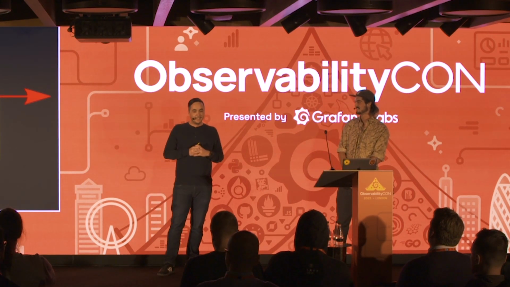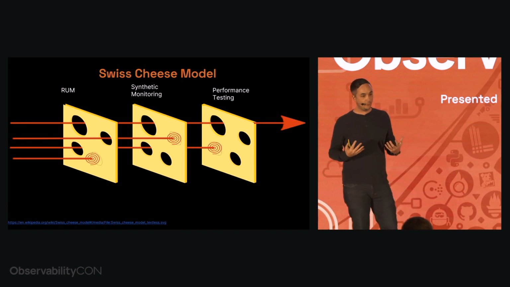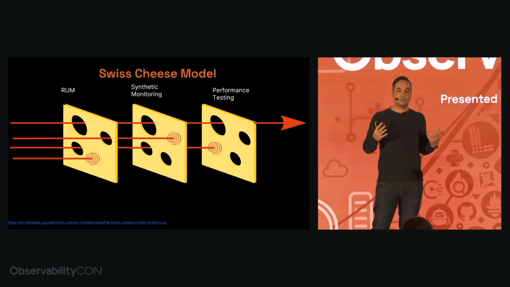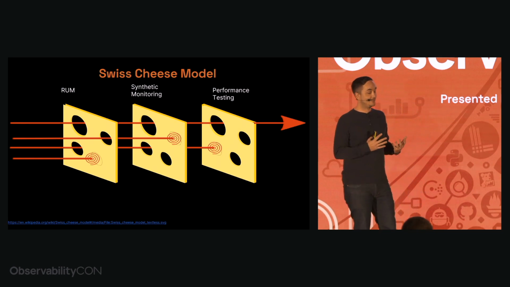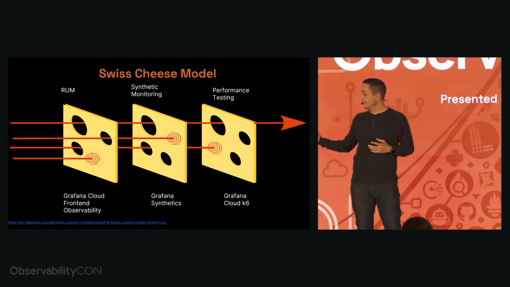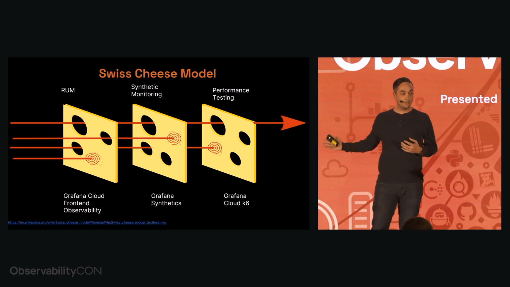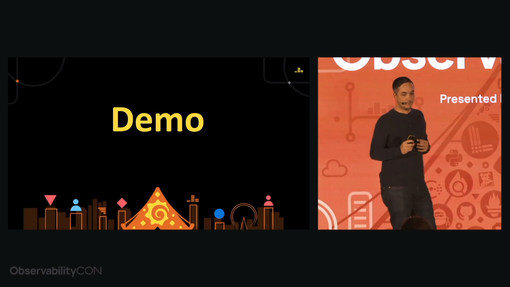That's a tease. Next, let's move to synthetic monitoring so we can keep track of those critical workflows, those integration tests in production. Then finally, once we're sure that production is safe, our customers are doing well, let's shift left from reactive to proactive by doing some performance testing. And of course, Grafana has solutions for all of these things: frontend observability, synthetics, and of course, K6. And now, let's do a demo.